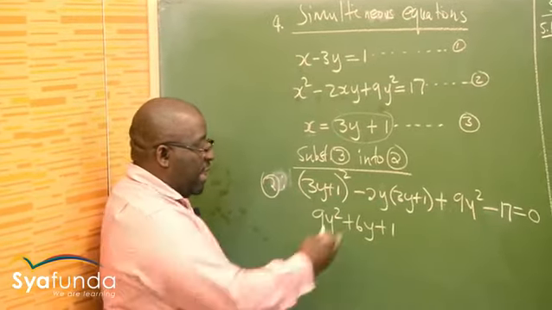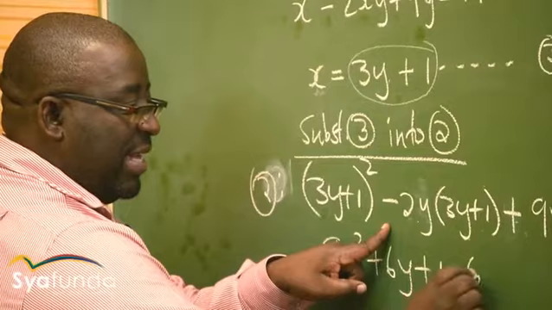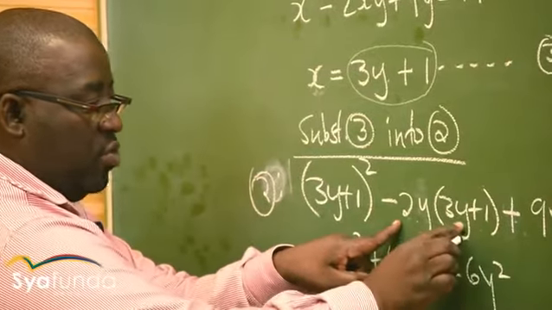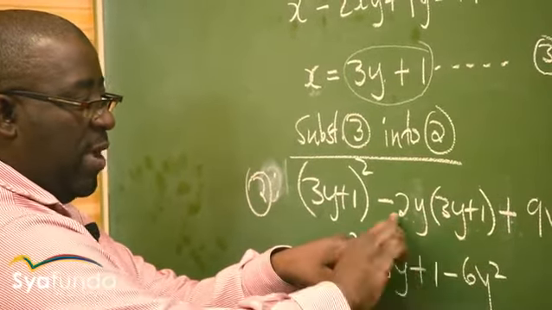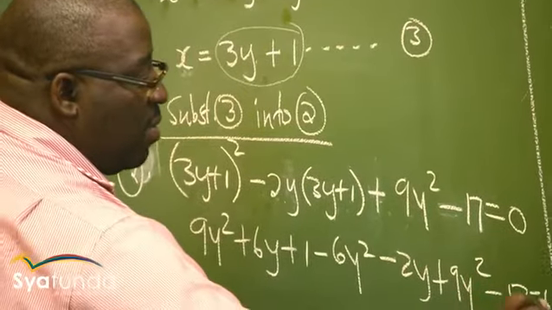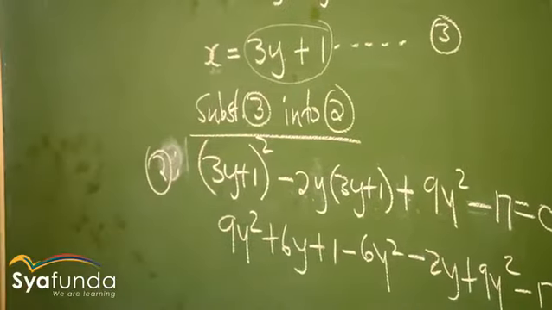Let's break this bracket once more. So what do we have here? This times that, it's minus 6y squared. There's 2. 2 times 3, it's 6. Y times y is y squared. Minus times that, it will be minus 2y times 1, it will be 2y. We'll go further. It's plus 9y squared. You subtract that 17 as you see it equals to 0.